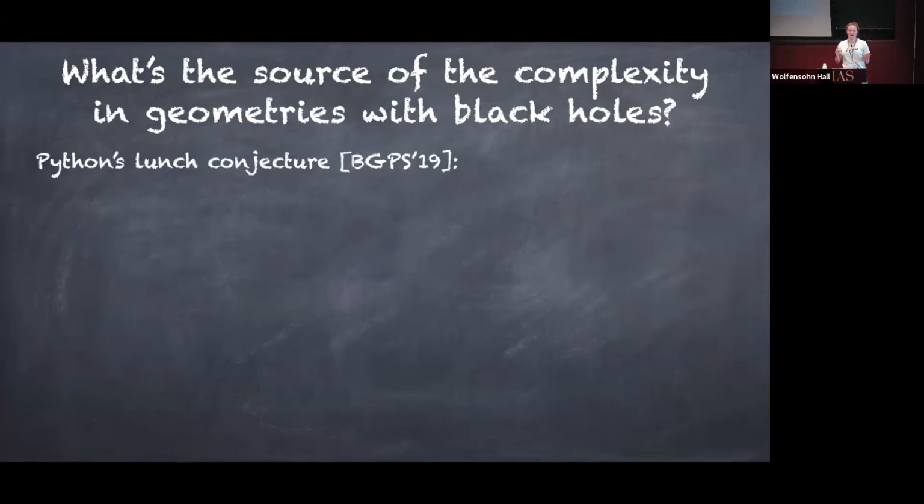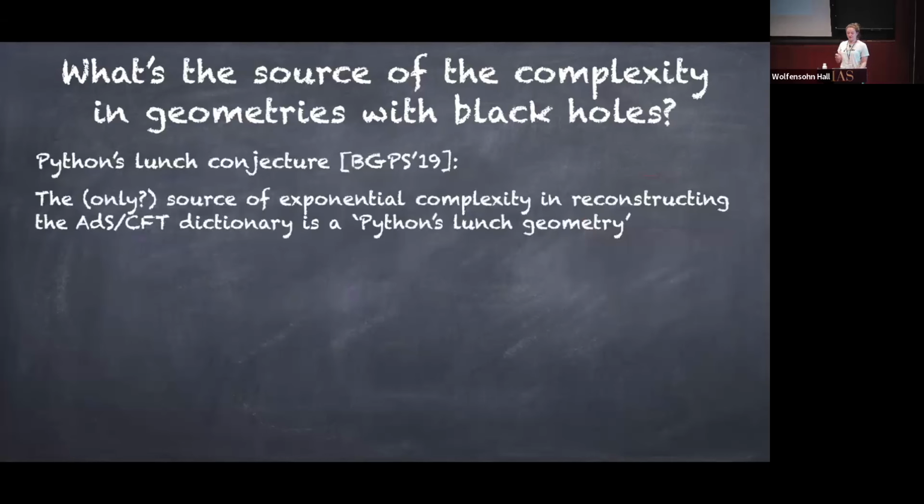Okay, so that's just a short digression for anyone who's not familiar with AdS/CFT. But now back to the main point. What's the source of the complexity in geometries that don't have black holes? So one possible answer to this question was suggested by Adam Brown and co-authors back in 2019. And it's what's known as the Python's lunch conjecture.